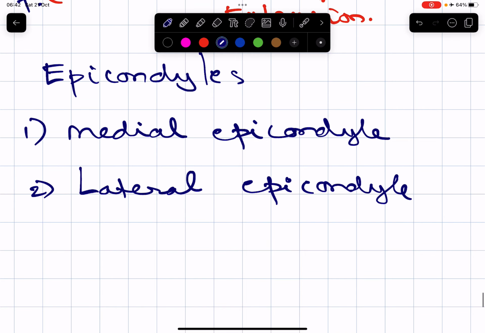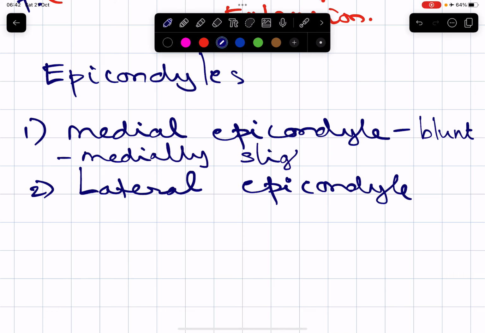So this medial epicondyle forms a blunt, palpable projection. You can actually feel your medial epicondyle. Just semi-flex your elbow, or even if you extend your elbow you can feel this. In the immediate medial part of your elbow joint, you can feel this projection. It's the medial epicondyle. And this medial epicondyle is directed medially and slightly backwards. Okay, it is directed slightly backward also.